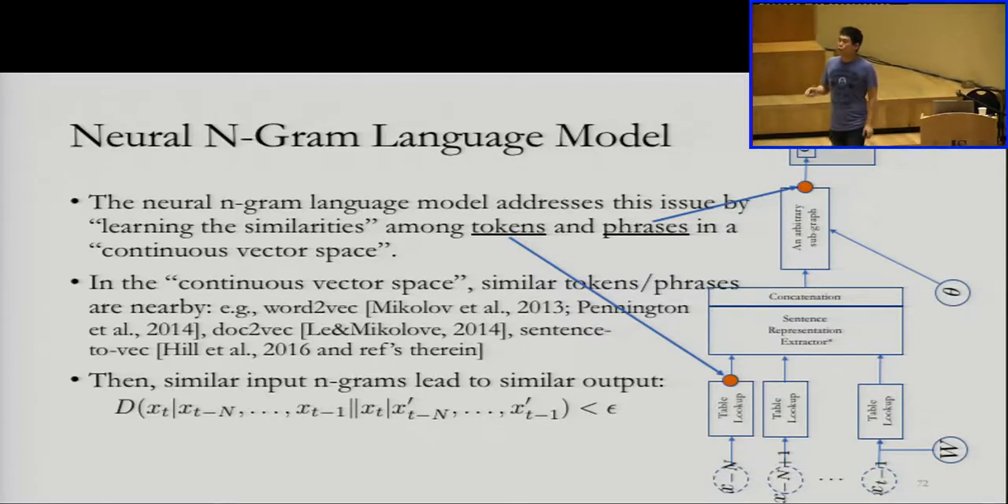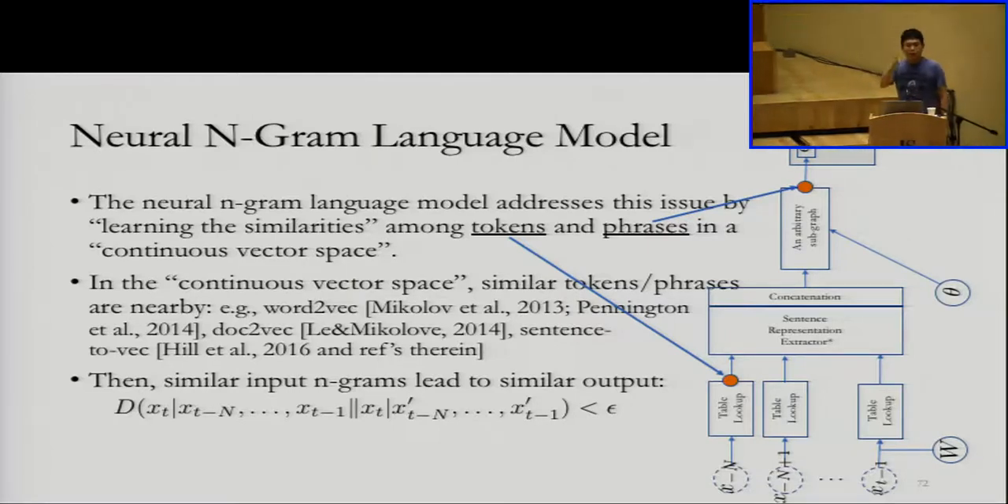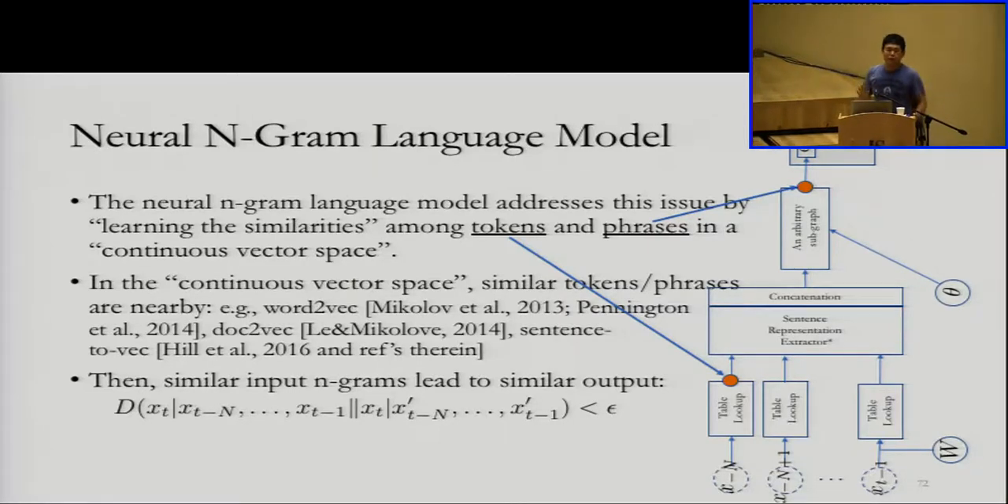We have two types of continuous vector space here, in fact three of them. One is after turning the token, the integer-based representation of the token, into the vector representation. So that's going to be our token vector representation. Then another one, after getting the sentence representation, we get a single vector that tells me about the previous tokens. In that space, the neural net learns some continuous similarity function or metric that captures the similarities of the actual tokens as well as the phrases.